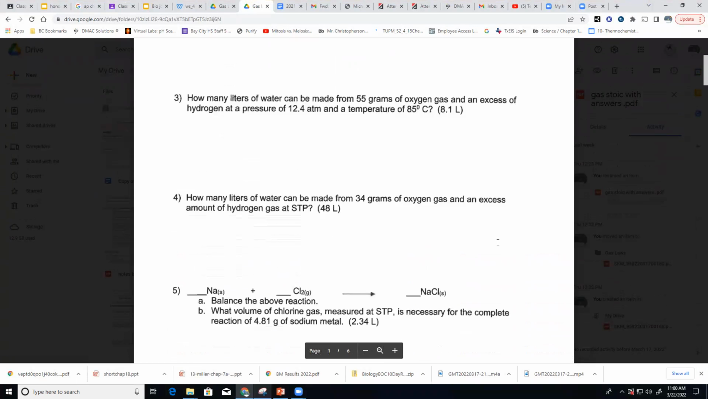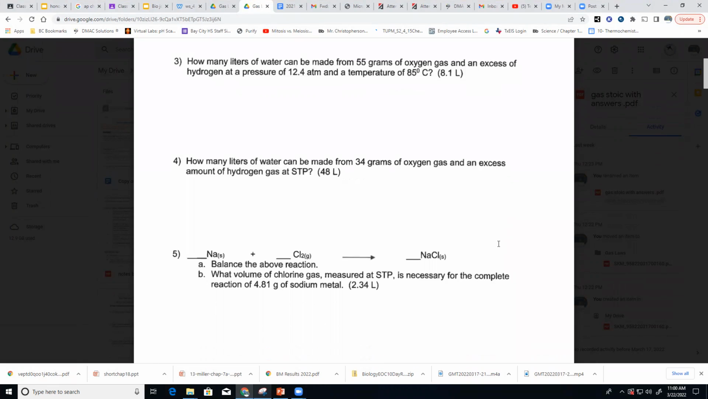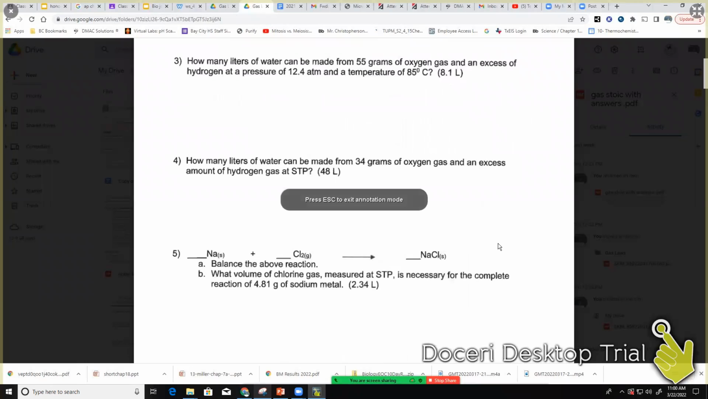I just picked out some here and there that were pretty good representations. All right, this is still using the same equation, so I'm just going to rewrite mine. Y'all can still see yours from the top. So 2 hydrogen plus oxygen gives me 2 water molecules. How many liters of water? I'm eventually trying to find my volume of water that can be made from 55 grams of oxygen gas.